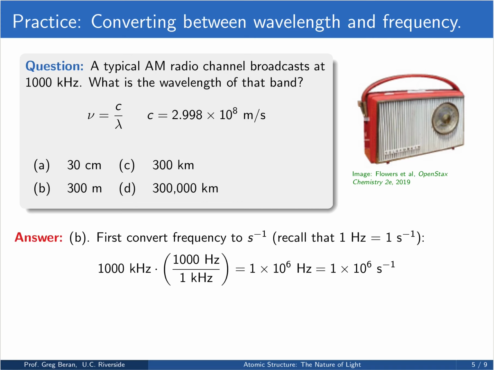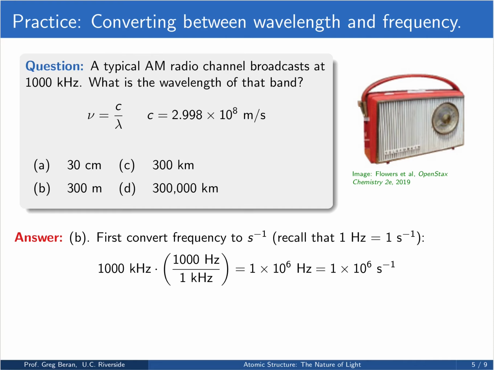So in order to solve this, we first want to convert the 1000 kilohertz frequency to a more basic unit of inverse seconds, remembering that 1 hertz is 1 inverse second. If we take 1000 kilohertz and we have 1000 hertz per kilohertz, we can do the unit conversion in order to obtain that this frequency corresponds to 1 times 10 to the 6th hertz, or 1 times 10 to the 6th inverse seconds.